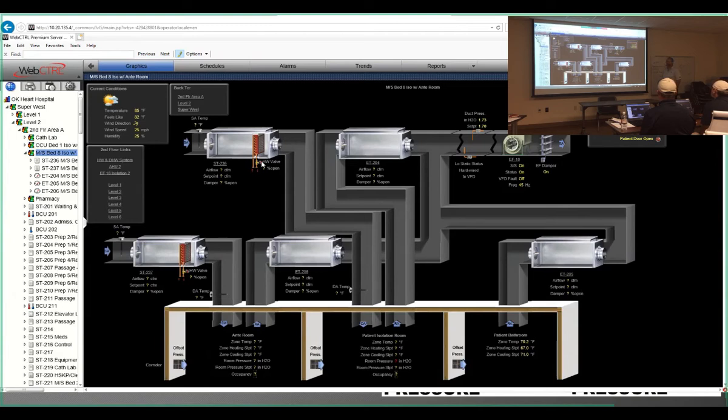Any questions on the isolation rooms? They're really just like all the other zone pressure controls, we're just maintaining it with VAVs and exhaust.